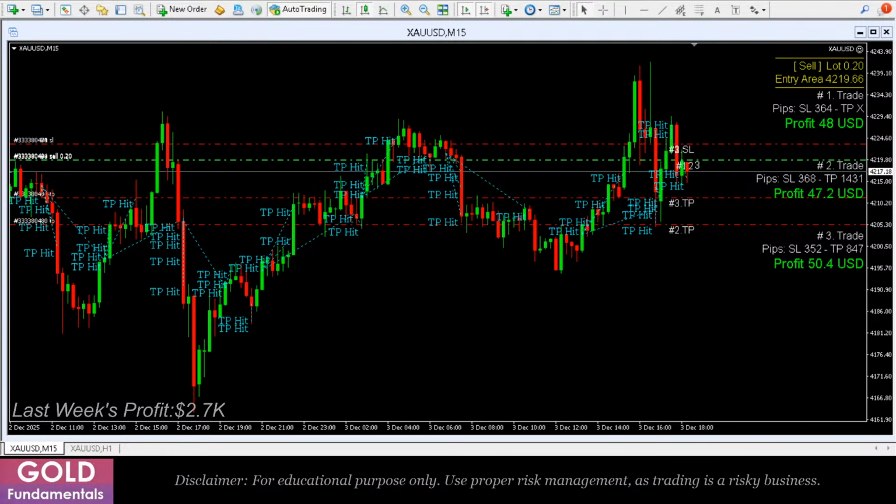One key aspect of the New York session is the afternoon lull that can occur after the London market closes. This period may see reduced volatility and lower trading volumes as European traders exit the market, leading to quieter market conditions.